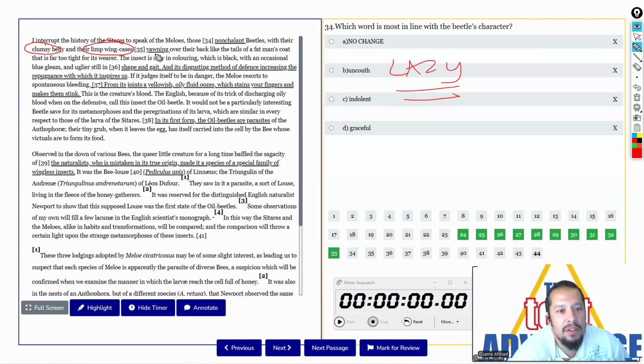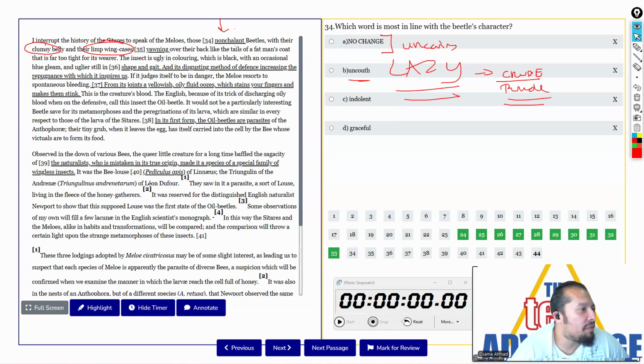So what is the meaning of yawning? Excuse me, wrong word. What does nonchalant mean? Nonchalant means it doesn't matter to them anyway. Uncaring. Uncouth, is that also like lazy? No. Uncouth, I think, means crude or rude.